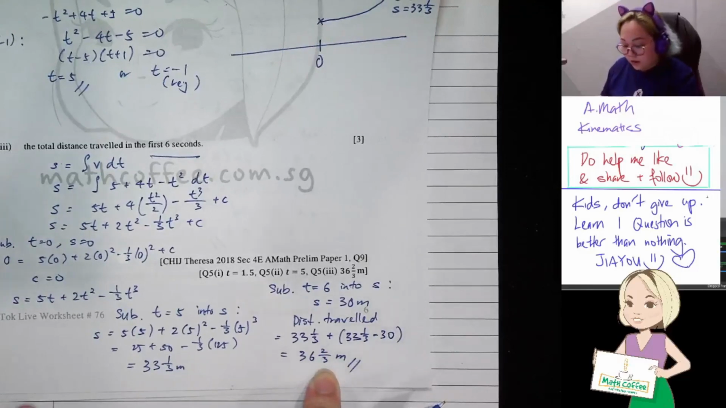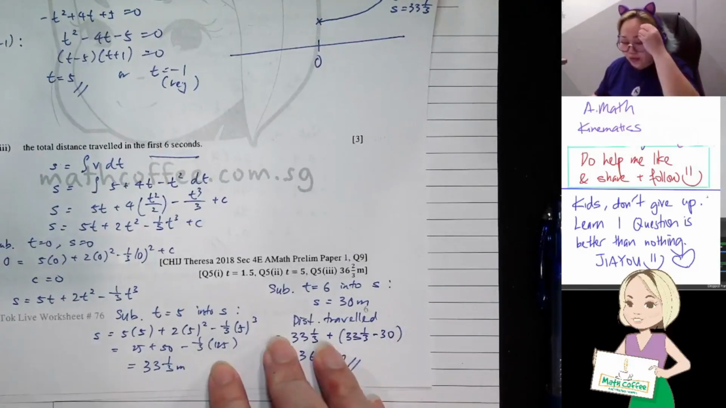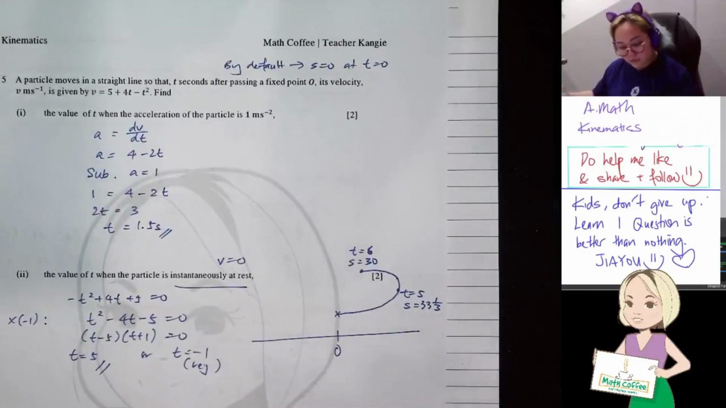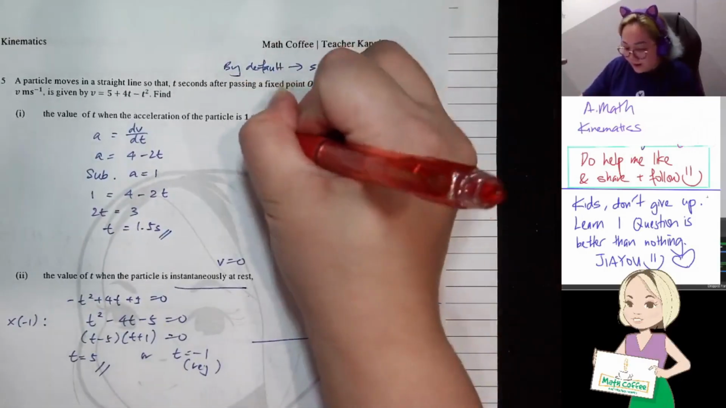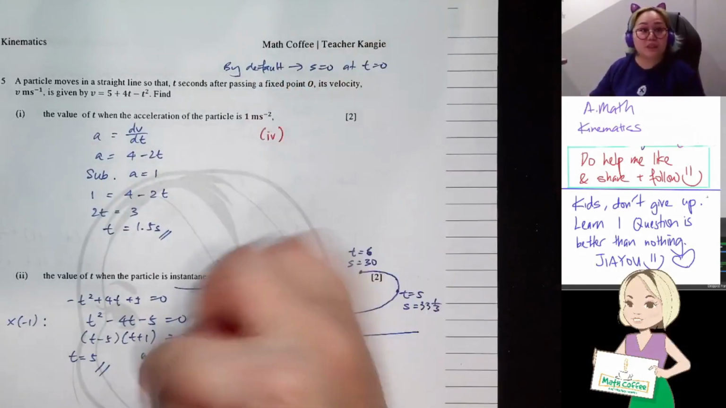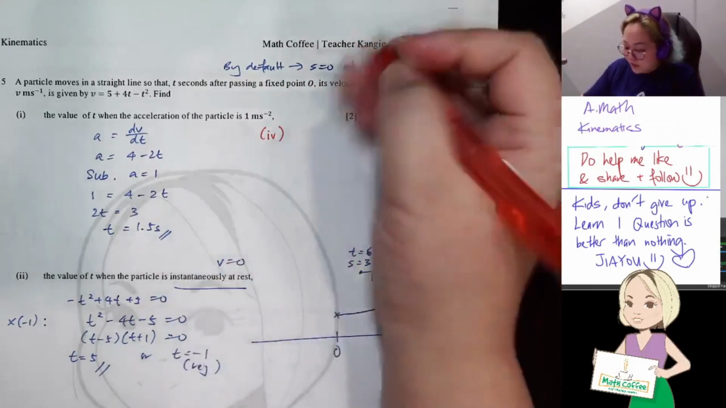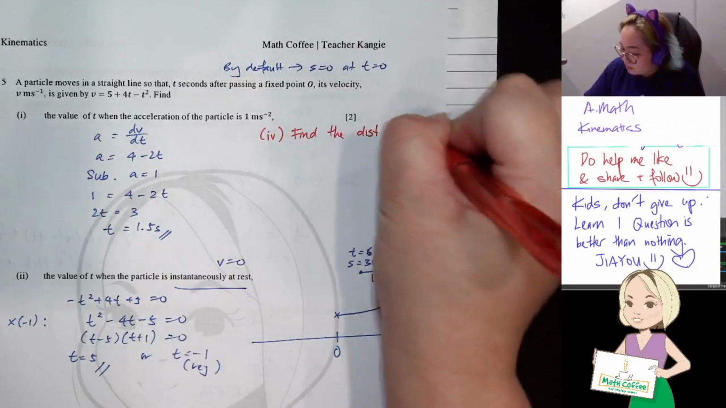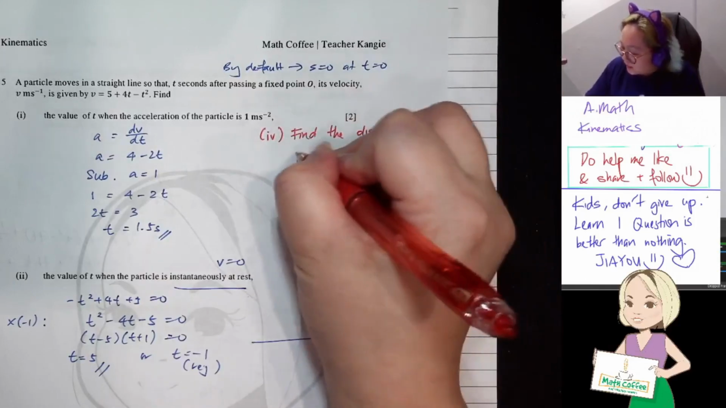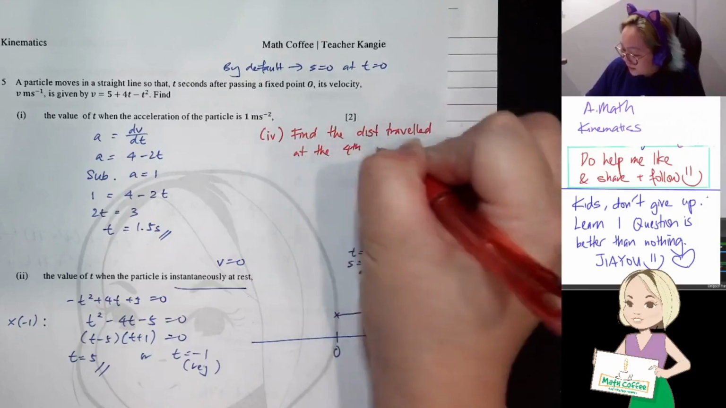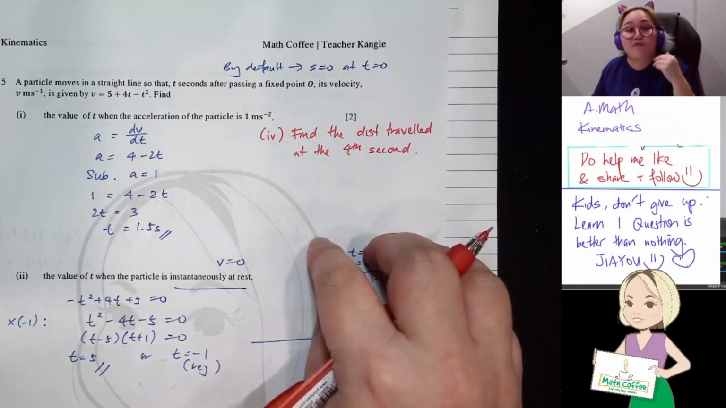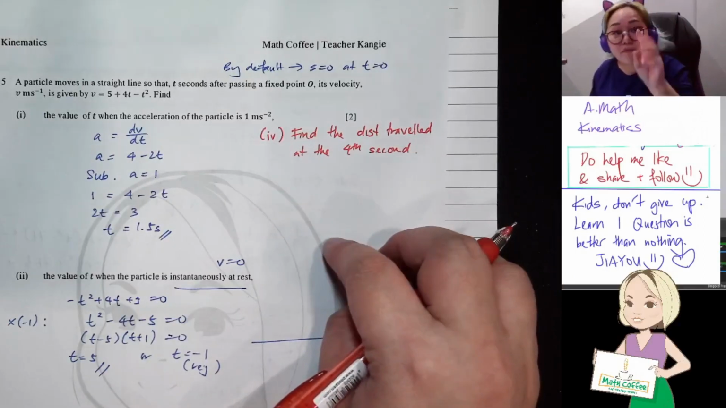Okay, so now, just now I mentioned I want to do the extra question. Let me see where I should do it. Okay, I'm going to use red color. Let me do it here. My part IV, because just now we did part 3, this is the extra bonus question. I want to find the distance traveled at the 4th second. This is different from the first 4 seconds. This is at the 4th second.